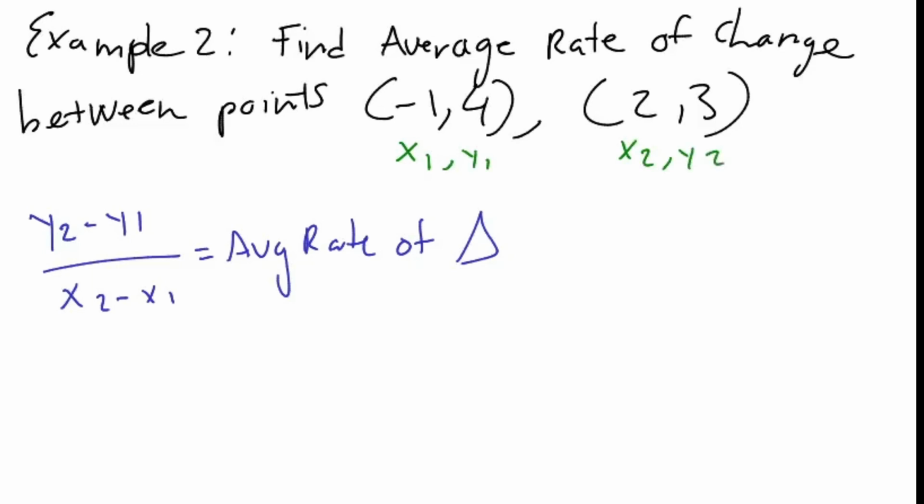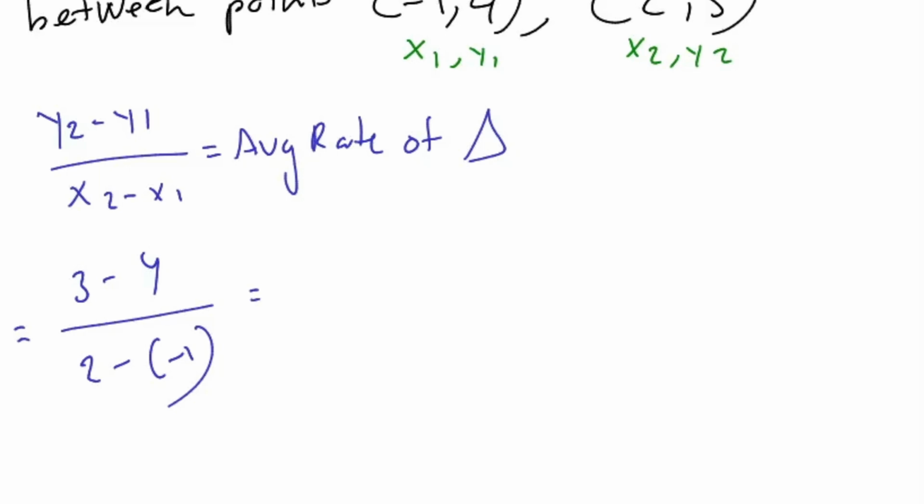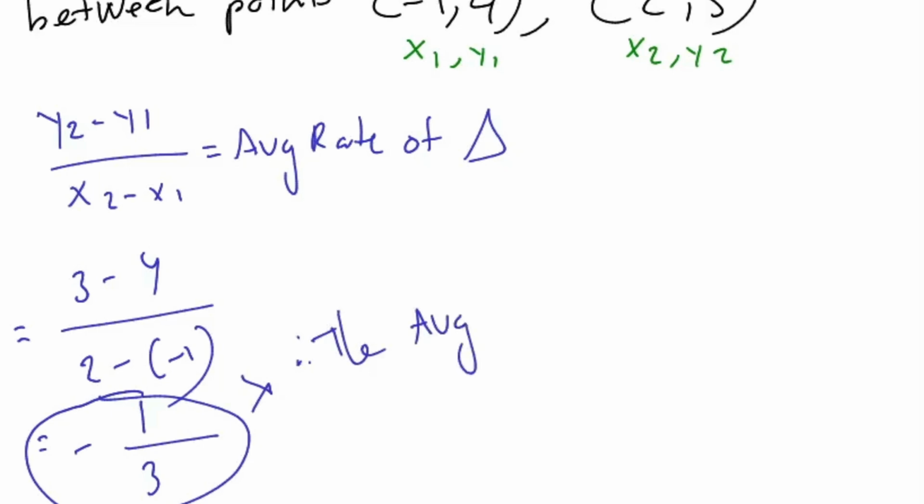It would be y2, which is 3, minus y1, which is 4, over x2, which is 2, minus x1, which is -1. Now, it would be 3 minus 4, which is -1. And remember, 2 minus another negative would be addition, so it would be 3. It would be 2 plus 1. So your average rate of change for your answer would be -1 over 3.